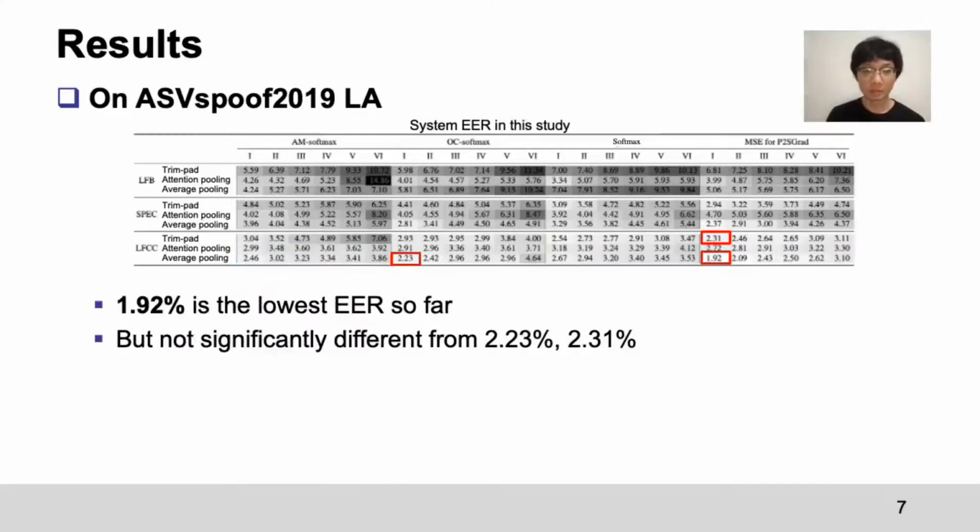By combining some of the techniques introduced in this paper, we can achieve the lowest EER on this database, which is around 1.9%, although this result is not so different from other results listed in this table.